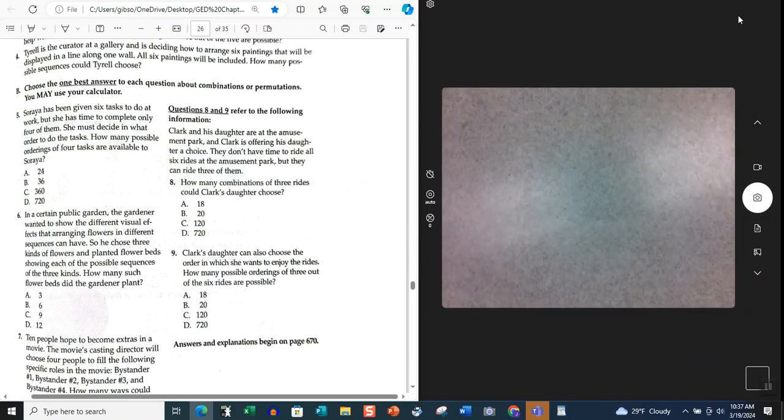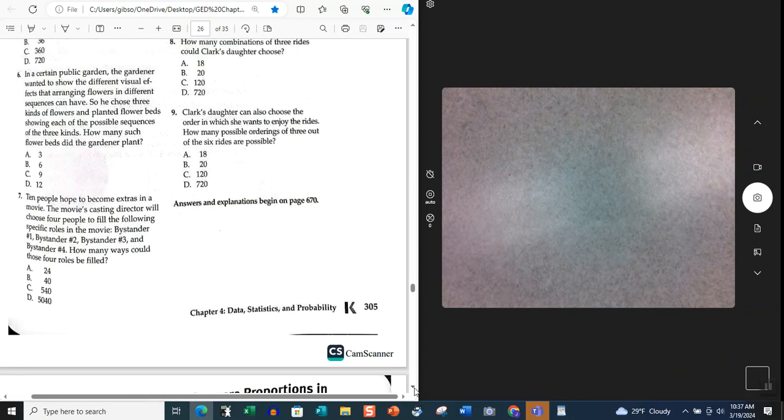Okay, now, for number 7, it says 10 people hope to become extras in a movie. The movie's cast and director would choose 4 people to fill the following specific roles in the movie: bystander 1, bystander 2, bystander 3, and bystander 4. How many ways could these 4 roles be filled?